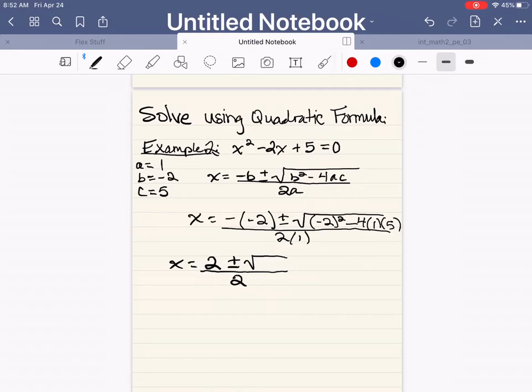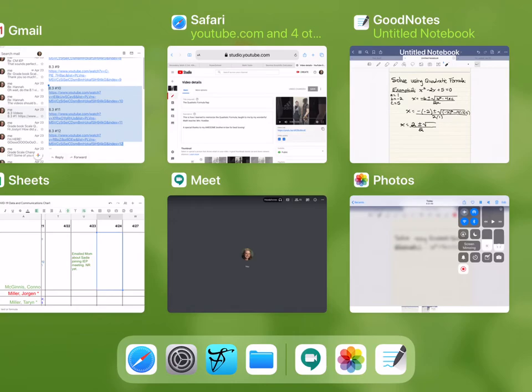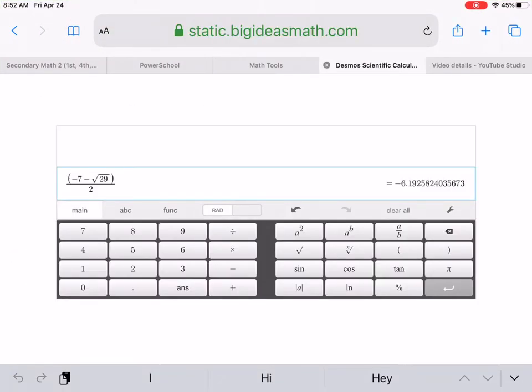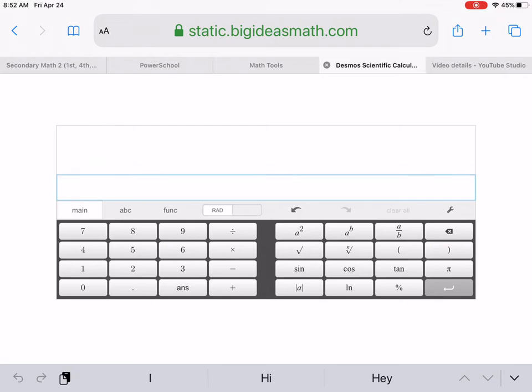Okay, now we're going to go type in what's underneath the radical, which is right here, but not including the radical. We're going to type that in our calculator to figure out what that is. So we've got, clear all, it's a nice button. Okay, we've got parenthesis, negative 2, close parenthesis squared, then minus 4, parenthesis a is 1, close parenthesis, open parenthesis, c is 5. So we've got it equals negative 16.